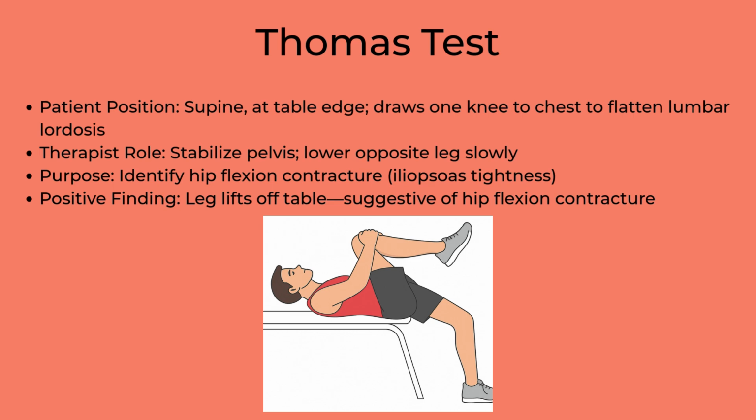This slide displays the Thomas test. This evaluation technique is used to identify hip flexion contractures, particularly of the iliopsoas muscle. The patient is positioned supine on a table with one knee drawn towards their chest. The examiner stabilizes the pelvis and slowly lowers the opposite leg. If the lowered leg cannot lie flat on the table, it indicates a positive finding, suggesting tightness in the hip flexors. The image clearly demonstrates the proper positioning and technique for this test.